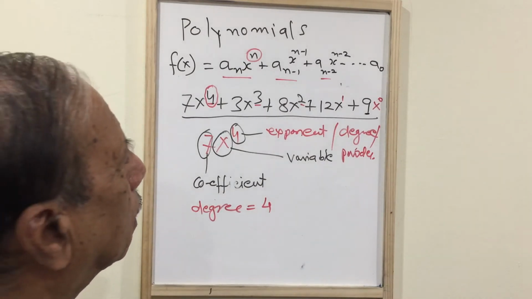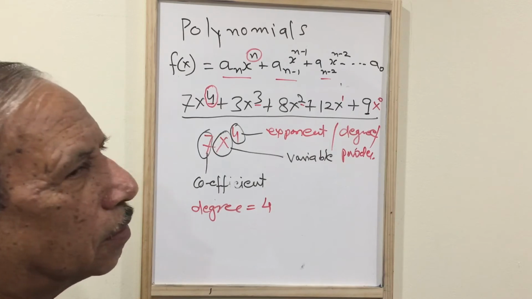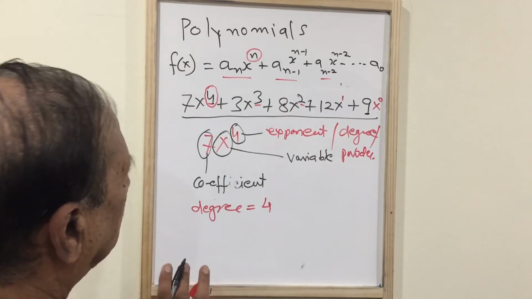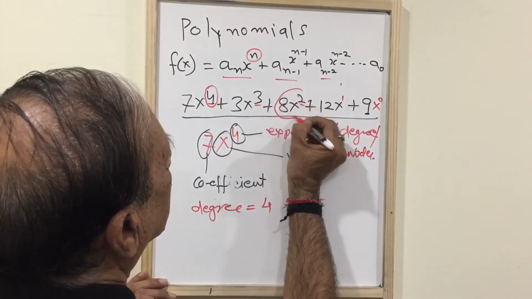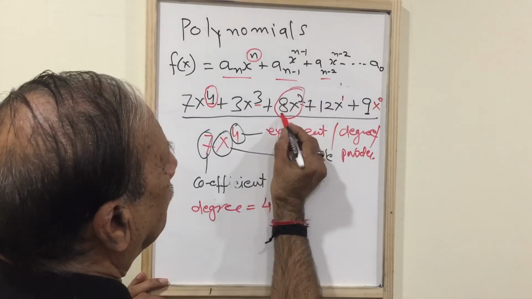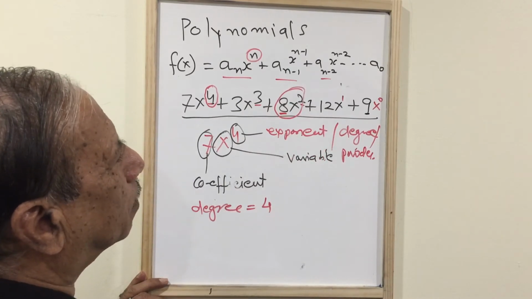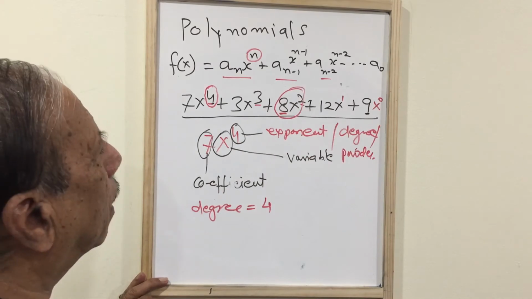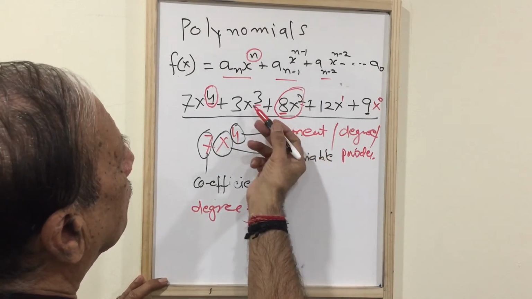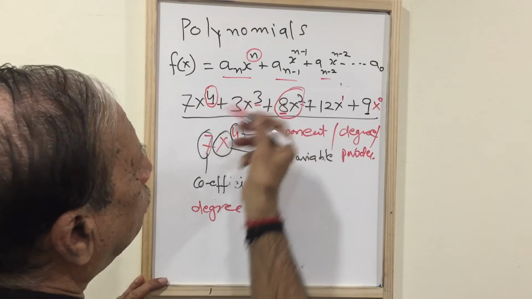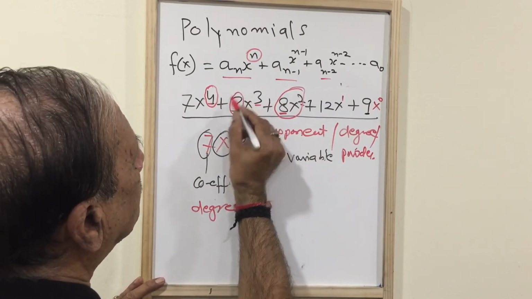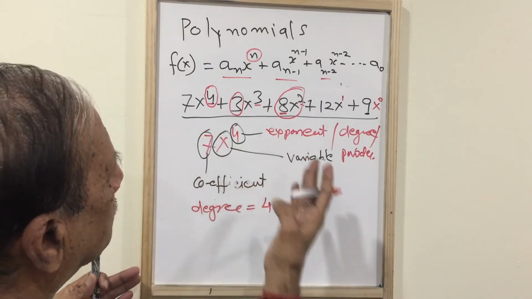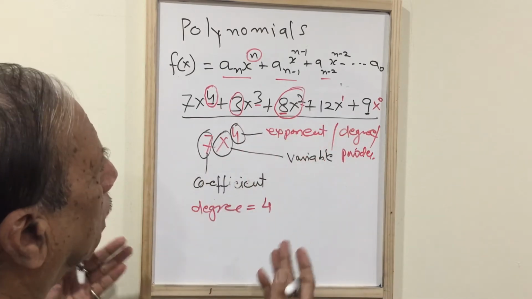Another thing, suppose an examiner asks one question: what is the coefficient of x square? So we can see this is the x square term. This 8 is the coefficient of x square. So the answer will be 8 is the coefficient of x square. In x cube, 3 is the coefficient of the x cube term. So like that, if the examiner asks any of these things, you can tell.